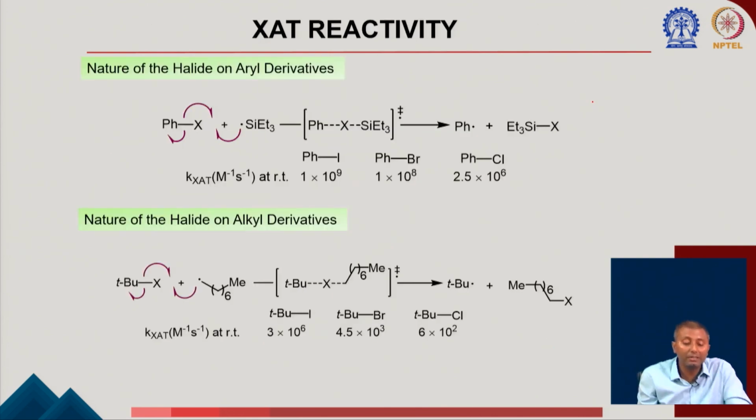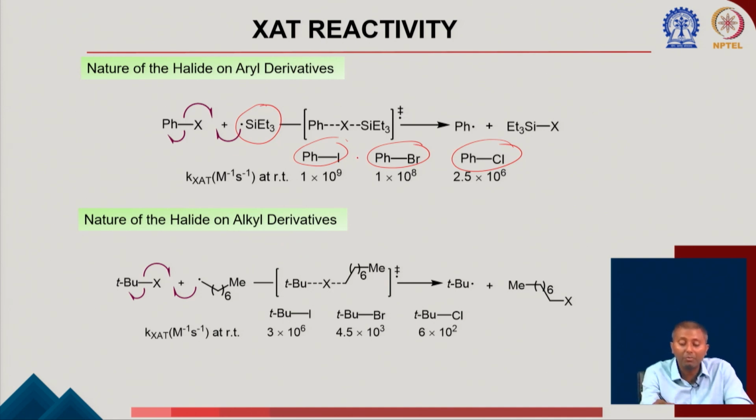So now you can see here the cleavage of the phenyl and the X bond. This bond is getting cleaved here. We are using a nucleophilic radical here, the triethylsilyl radical. You can see there are different rates if you have iodobenzene versus bromobenzene versus chlorobenzene, and this is completely depending on the bond energy.